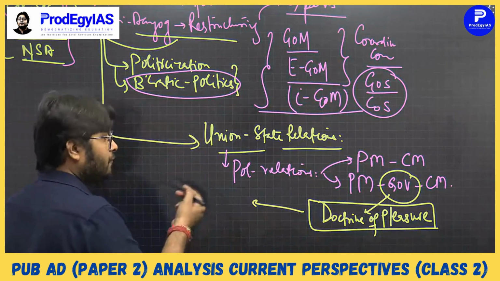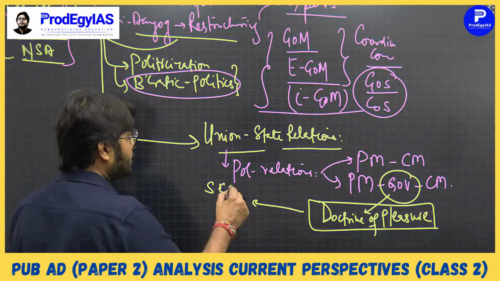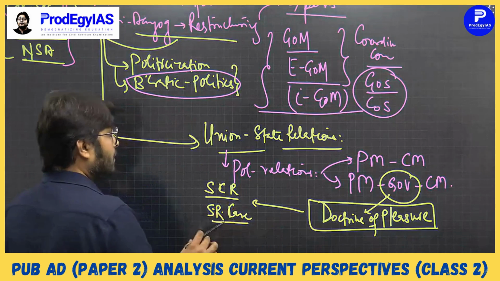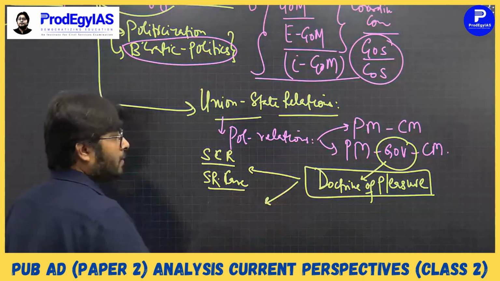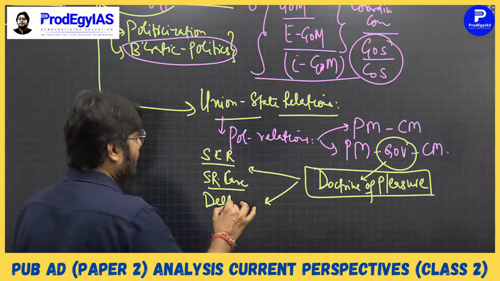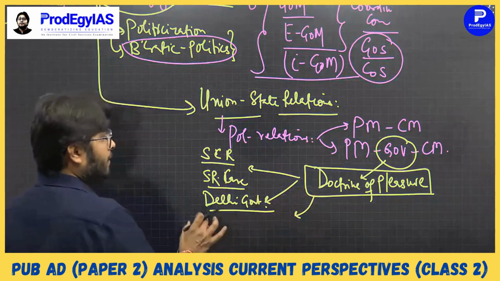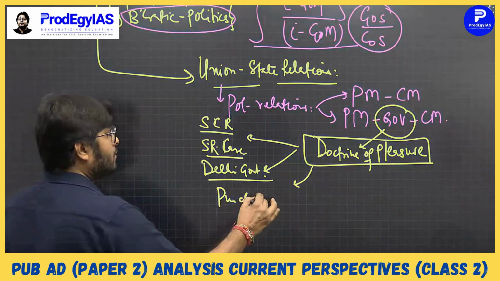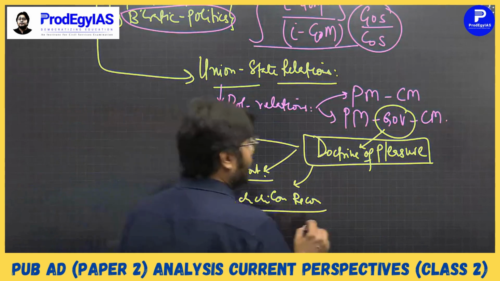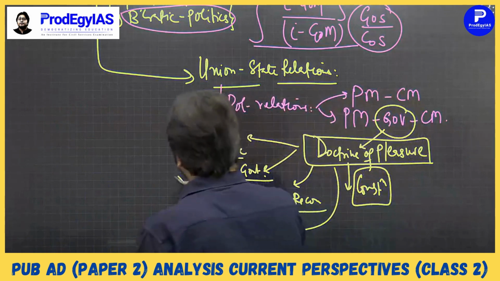Fine. Definitely, you have to use the Sarkaria Commission recommendations, right? SR Bommai case, right? Or various recent judgments are there. Fine. Delhi government case, then Punchi Commission recommendations. Fine. The constitutional premise of the doctrine of pleasure, then Supreme Court's recent view.